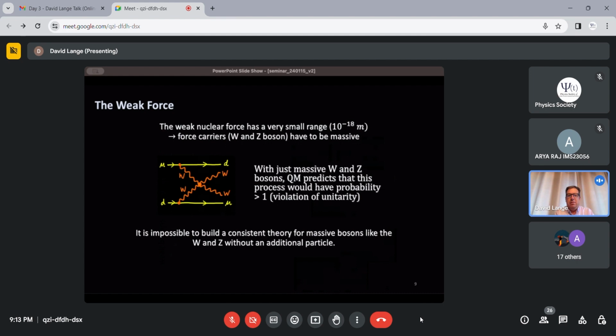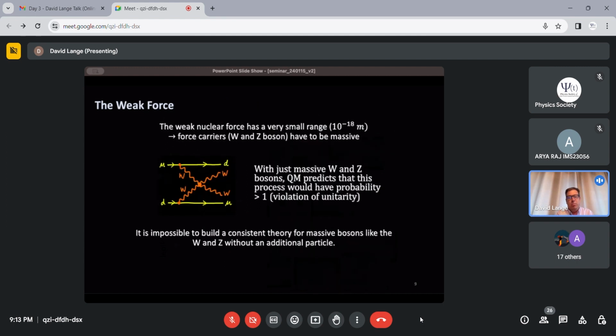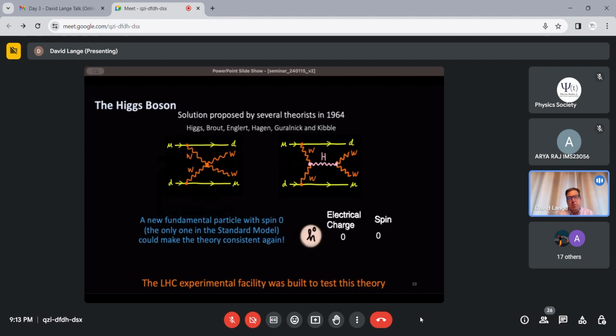And then a consequence of that was that it was understood that this picture of particle physics that I have on this previous page was not complete, because if it were complete, then the theory wouldn't make sense. The quantum mechanical predictions were that the so-called W scattering process would violate unitarity, and as a consequence, to build a consistent theory with the massive bosons that you needed, because you knew the weak force had a very small range, you needed some other particle. And that's the so-called Higgs boson.